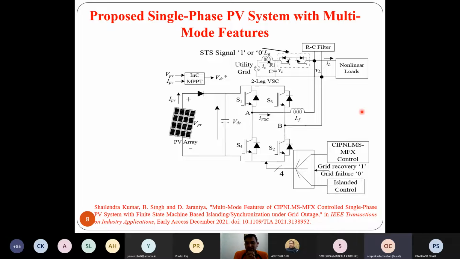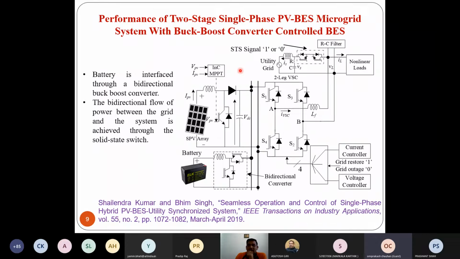But what is the disadvantage of this system? What is the disadvantage? Suppose both the sources disappear. Now the PV is not there and the utility is also gone. Again, you have to switch off the system. So we have proposed a topology which is based on battery.